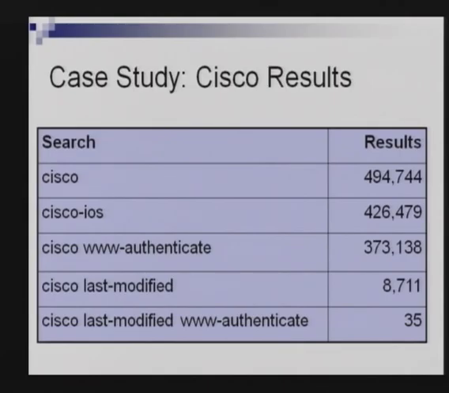Well, here are the results. This is as of a month or so ago. We search for the word Cisco in Shodan. We get almost 500,000 results. So what that means is there are roughly 500,000 devices that have been captured on the internet that have the word Cisco in their banner. So they're probably Cisco devices. When we start narrowing it down to www authenticate, 373,000. Cisco last modified, 8,700. And then the last modified and the www authenticate, only 35.